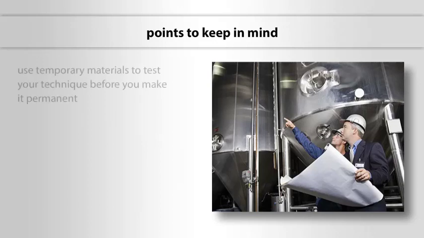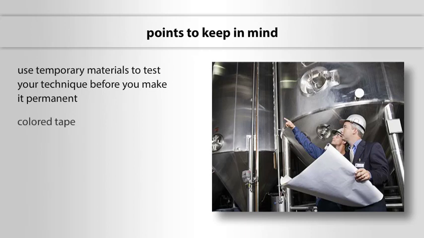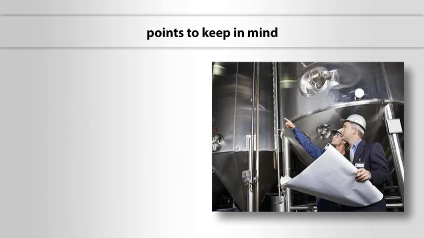And finally, be sure to use temporary materials to test your equipment before you make it permanent. For example, colored tape is a good way of trying out lines before you paint them. Permanent changes can be made further along in the 5S process. Once you have sorted your area and have set it in order, it's time to move on to step 3 in the process, shine.